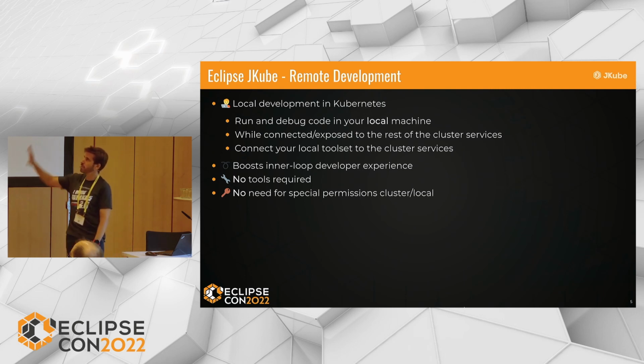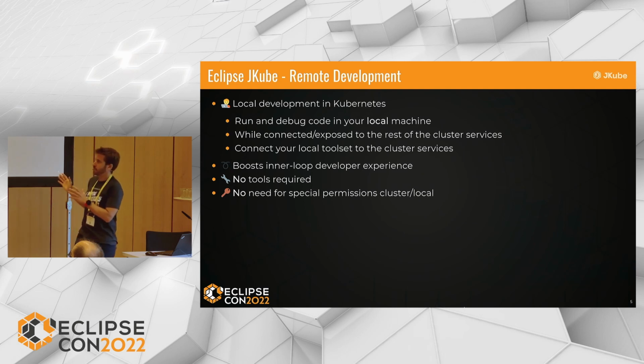Okay, so what's this new remote development feature? This will basically allow you to run and debug code in your local machine while still being able to consume the services that are only available in your cluster, and in addition, to be able to expose your application, which is running locally, to the cluster. So in a nutshell, it's like placing your local machine inside the cluster. It will also allow you to connect your local development tooling, such as a database explorer or whatever, to those cluster services that wouldn't be available otherwise.